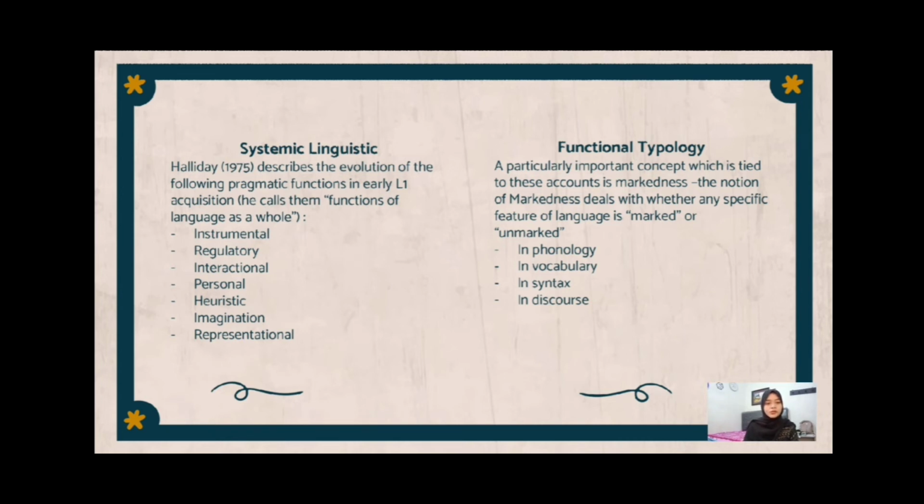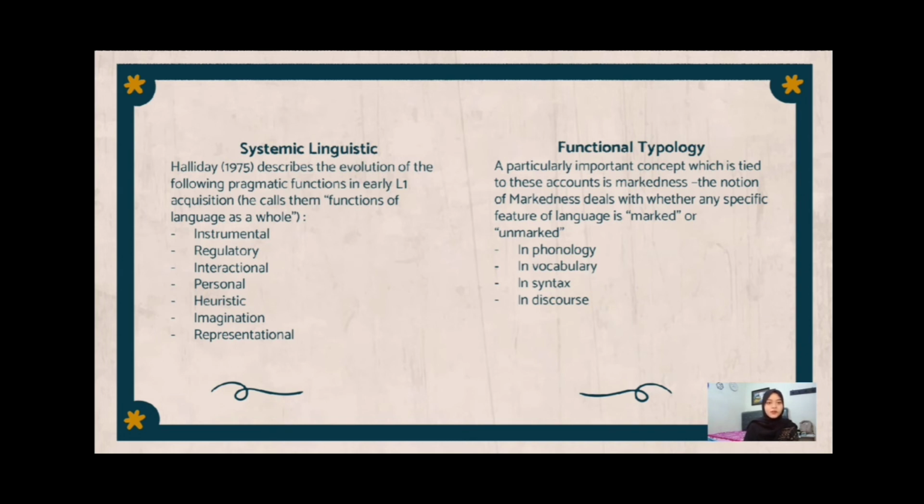He called them functions of language as a whole, which are universal for children. There is instrumental, language used as a means of getting things done, or the I want function. The next is regulatory, language used to regulate the behavior of others, or the do as I tell you function. And then interactional, use of language in interaction between self and others, or the me and you function. And then personal, awareness of language as a form of one's own identity, or the here I come function.